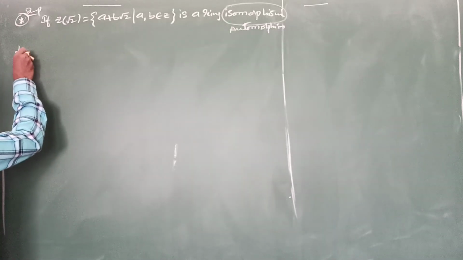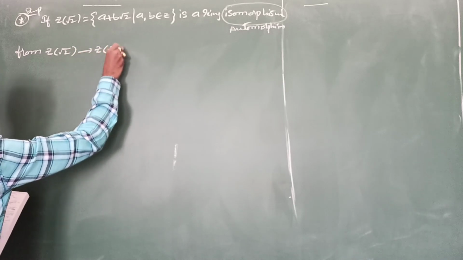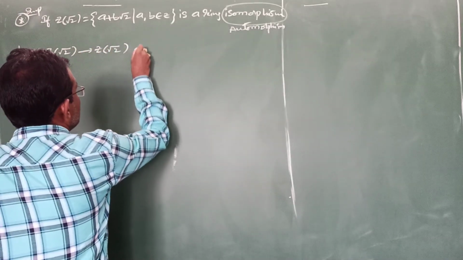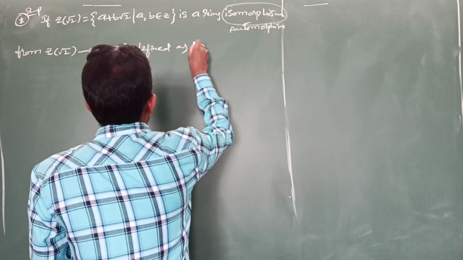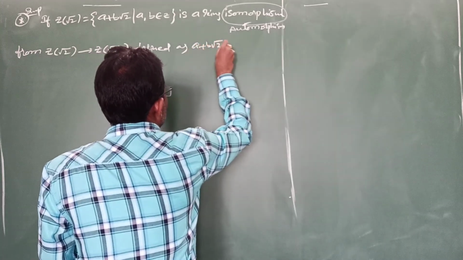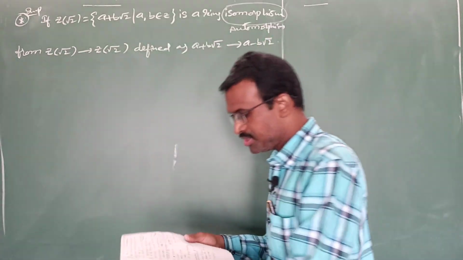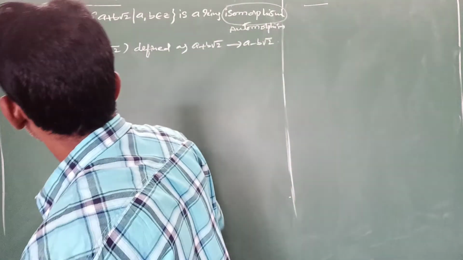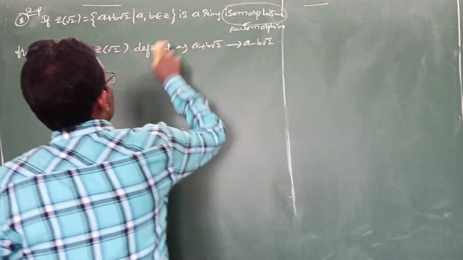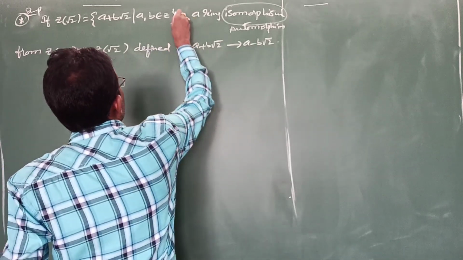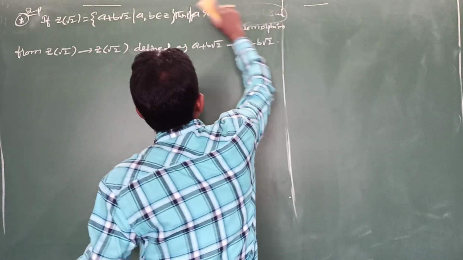from Z root 2 to Z root 2 defined as a plus b root 2 is mapping to a minus b root 2. This is your question. If Z root 2 is equal to this, then prove that it is a ring isomorphism or automorphism.